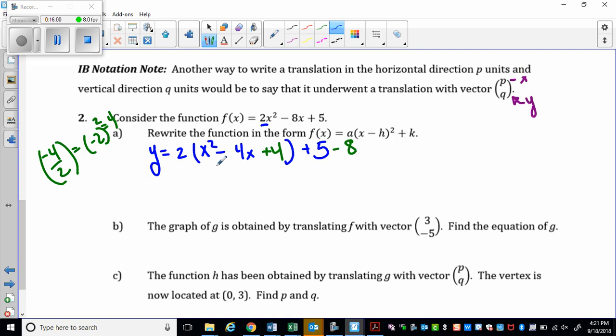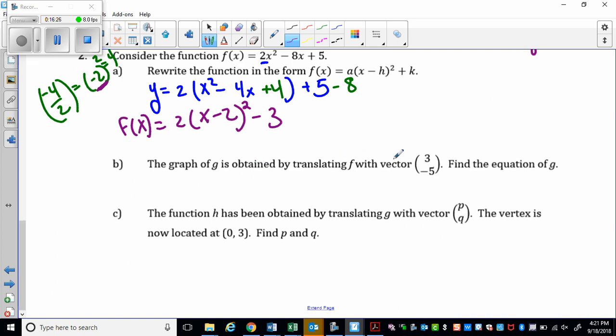Alrighty, so now I can complete the square. This is going to be 2 parentheses x, and then whatever this number is inside the parentheses before I square it. This is a negative 2, so minus 2. And then this whole thing is squared. 5 minus 8 is negative 3, so minus 3. So f of x equals this. I'm completing the square. And it says the graph of g is obtained by, so this is our f of x, g is obtained by translating the vector 3, negative 5.